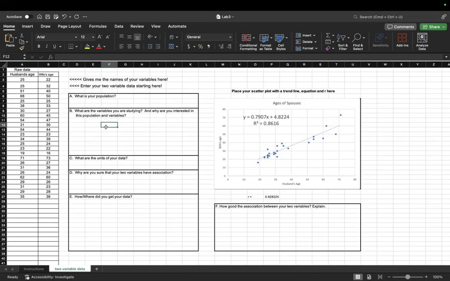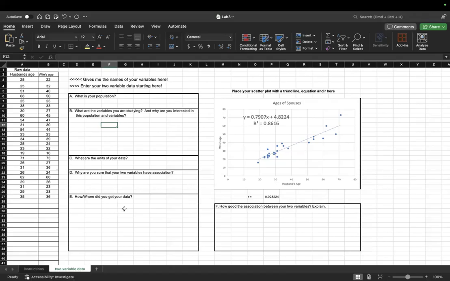On letter D, why are you sure that your two variables have an association? Basically, before you put a trend line on there, why do you think that they are associated? I think people who are taller generally have bigger feet. I think people who are married are usually close to the same age. I think people who are heavier are going to have more rushing yards. I don't know, I'm making stuff up. But why do you personally think that your two variables are associated? Now, they might not be in the end, but that's what I want to know.